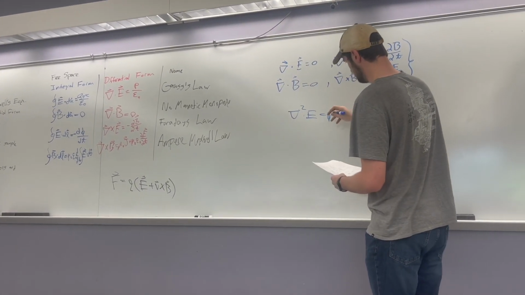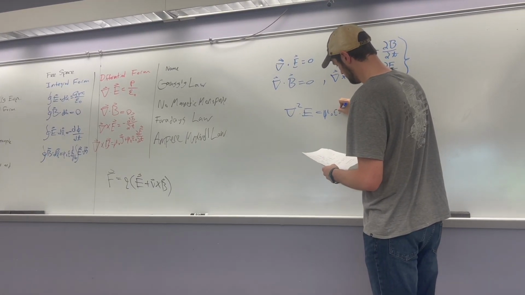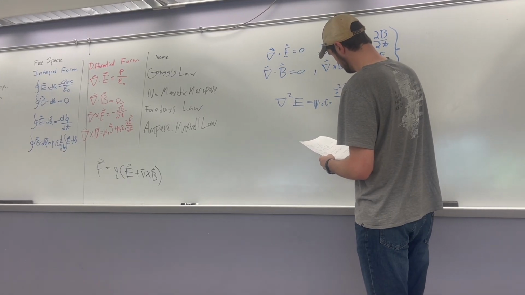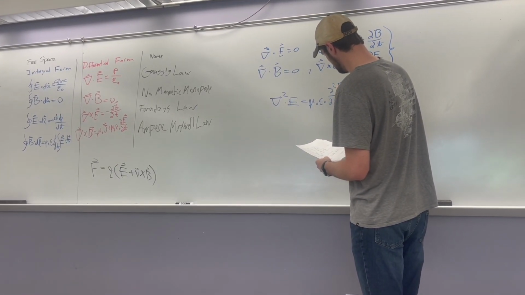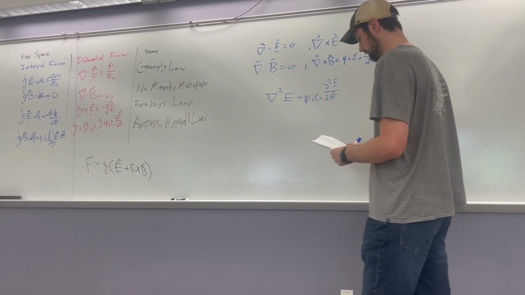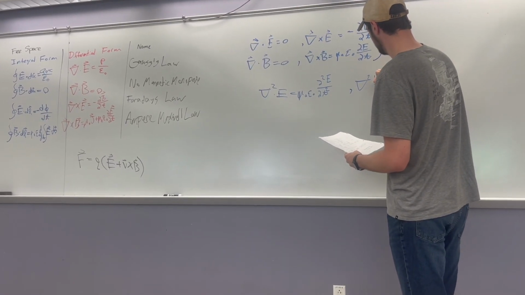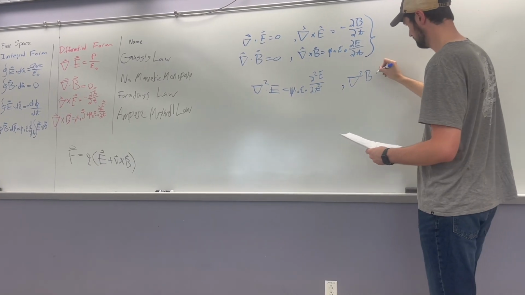Mu naught, epsilon naught, partial E, partial t, and same thing for the magnetic field.